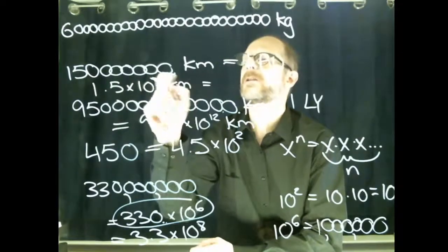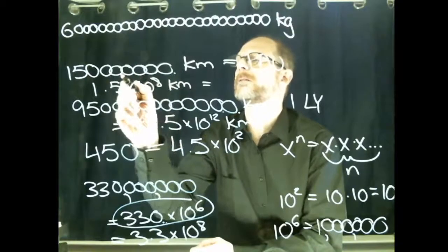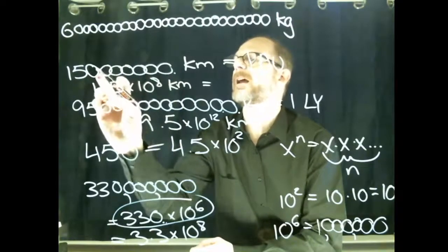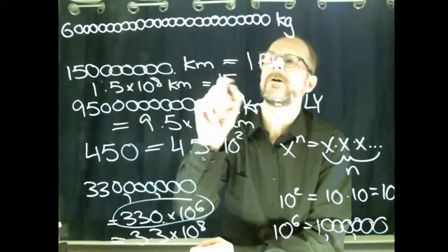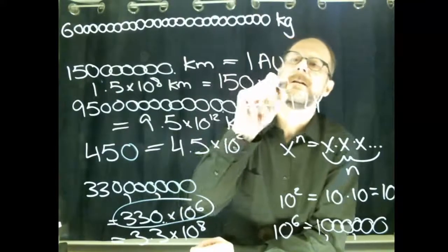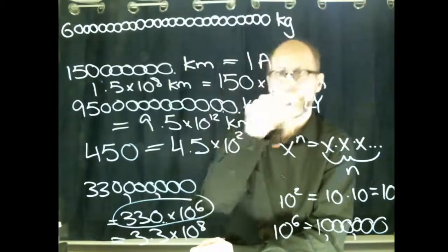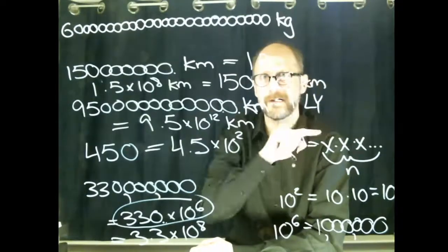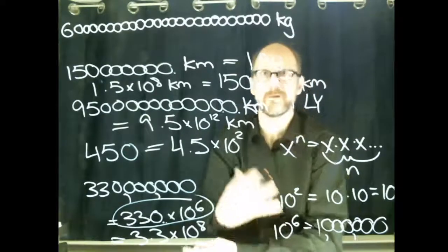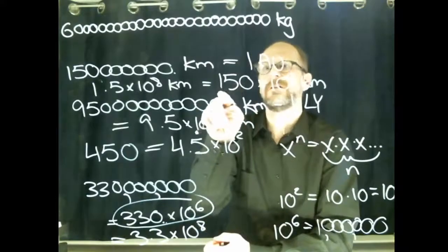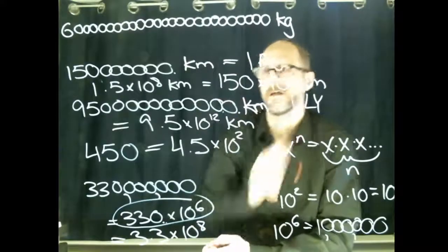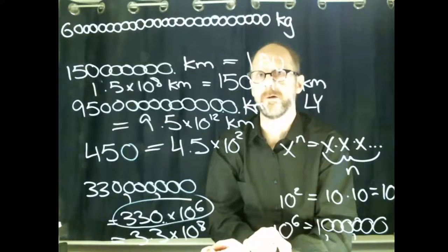Or if we only went 6 places, 1, 2, 3, 4, 5, 6, to there, we could say 150 times 10 to the 6 kilometers. In other words, remember, how do we pronounce 10 to the 6? We don't pronounce it 10 to the 6, we pronounce it million. So this is 150 million kilometers is one astronomical unit.